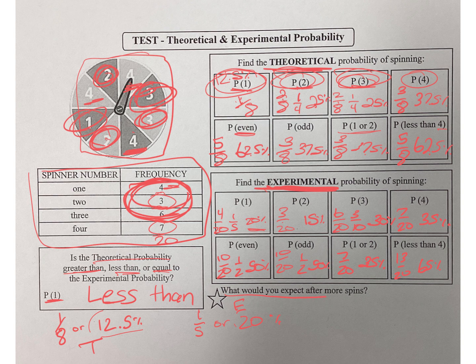Last question. What would you expect after even more spins? So the experimental, I'm going to do more and more and more spins. What do you think will happen? Is it going to get closer to the theoretical or farther away from the theoretical? Or will it stay the same? Well, what should happen is it will get closer to the theoretical.